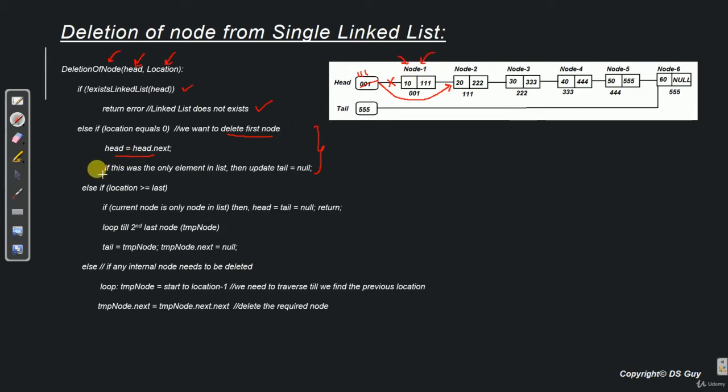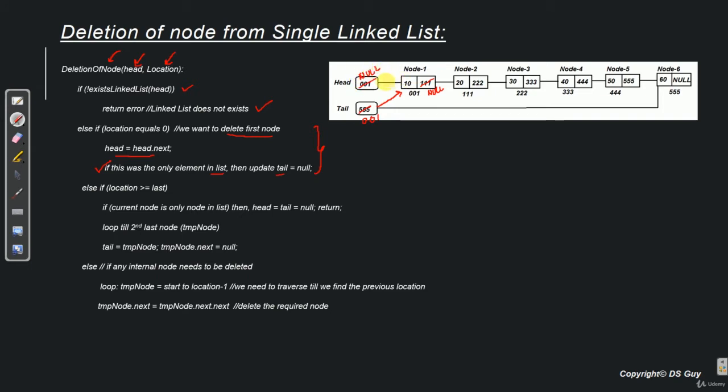Now the second subcondition was if this was the only element in the list, then do something else. That is, if node 1 is the only node, in that case tail will be pointing to node 1 as well, because node 1 is the first as well as the last node. So we will be having 001 here. So in that case what we need to do? We have to do the same thing, that is head = head.next. So head.next will be null in that case because there are no more nodes after this. Now head = head.next means we have to update head to null.